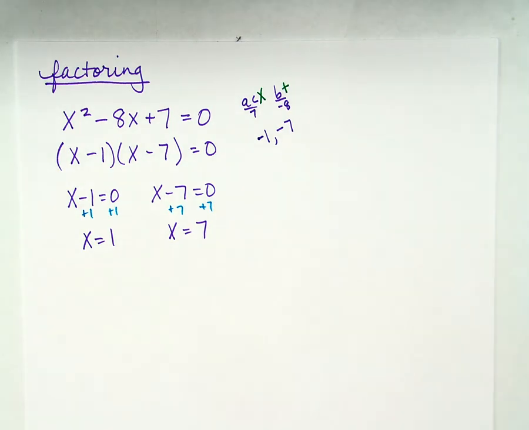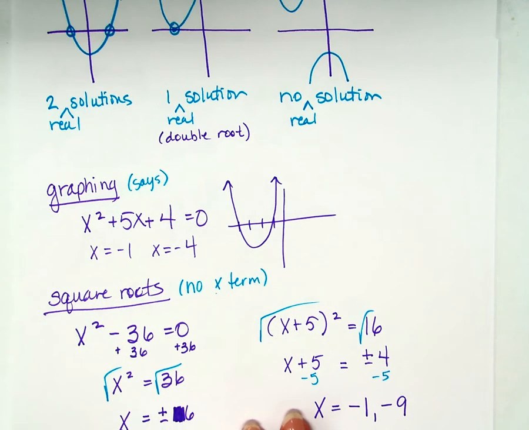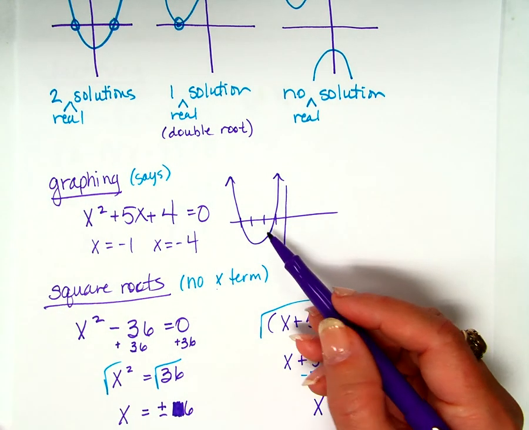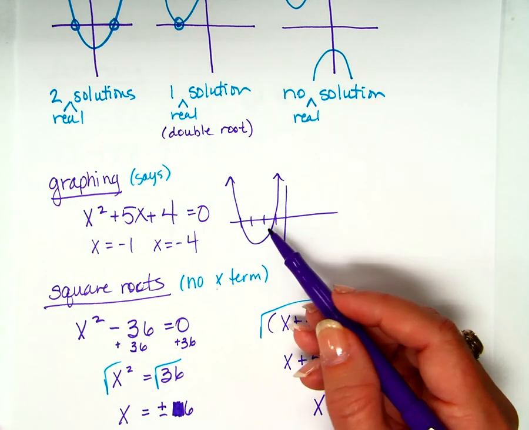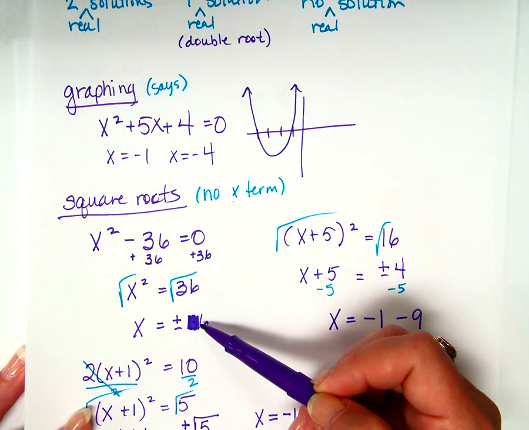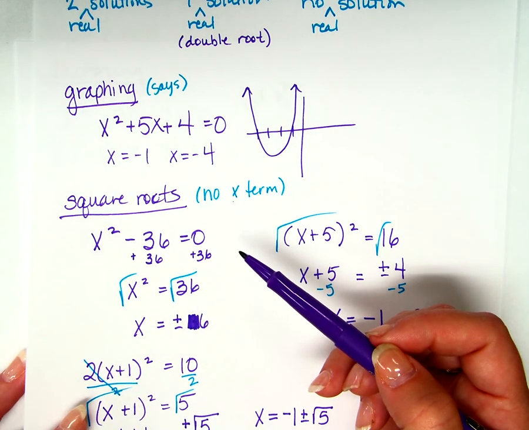Yeah, with a graph, the way to check is look again. It's pretty obvious where it crosses the axis if we're solving by graphing, right? Square roots, we know the square root of 36 is 6 and -6. There's not really too much to check there, right?